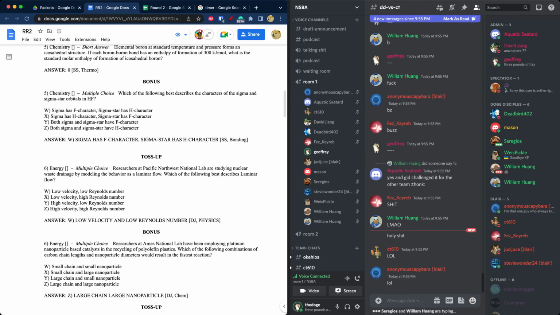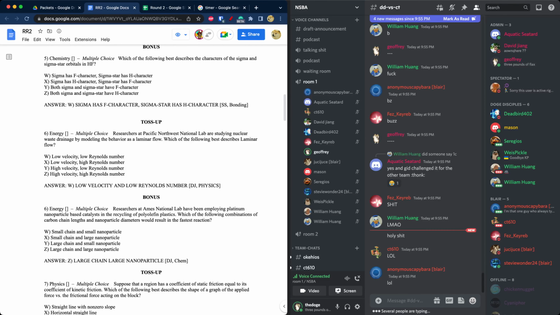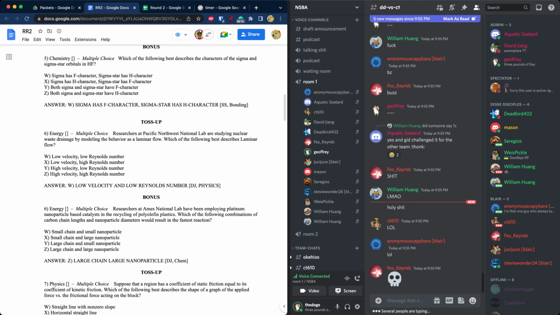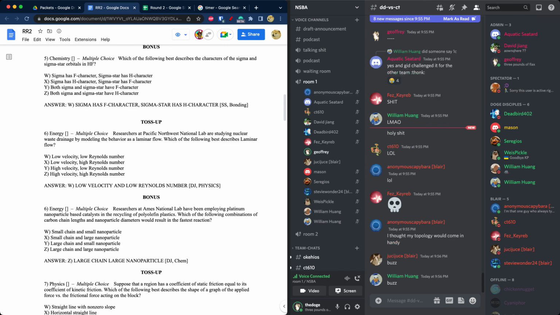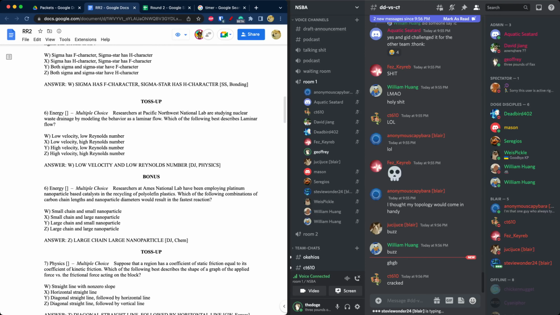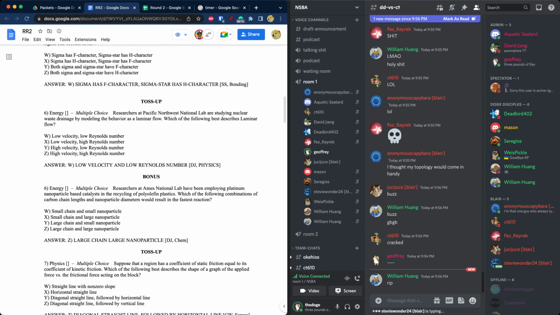Toss up 6, energy, multiple choice. Researchers at Pacific Northwest National Lab are studying nuclear waste drainage by modeling the behavior as a laminar flow. Which of the following best describes laminar flow? W, low velocity, low Reynolds number. X, low velocity, high Reynolds number. Y, high velocity, low Reynolds number. Sorry, that's incorrect.